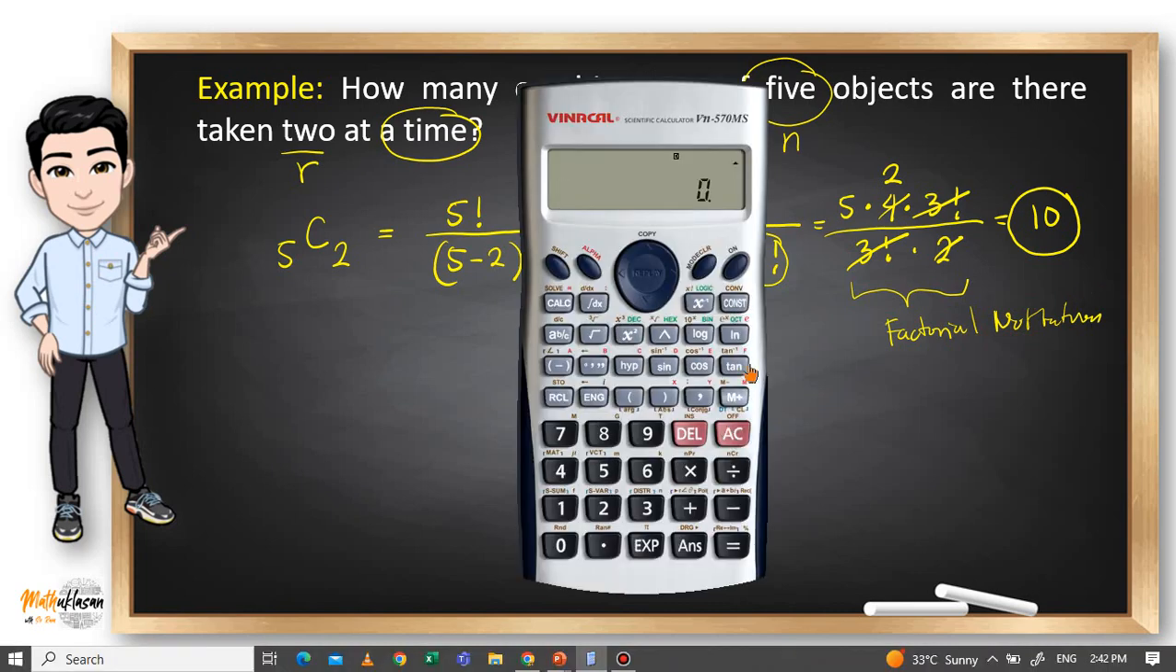Now, let us verify our answer using a calculator. So we have 5C2, and the answer should be equal to 10.